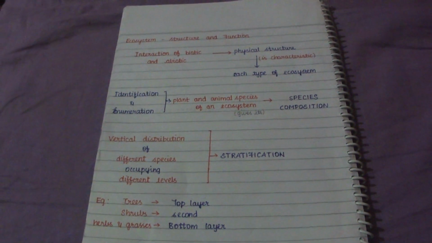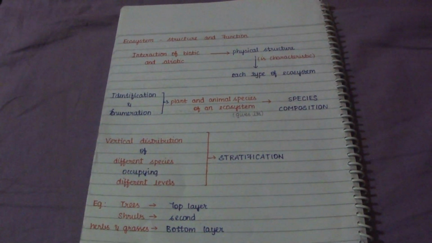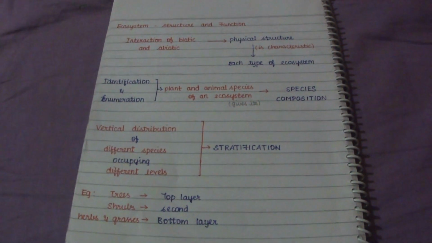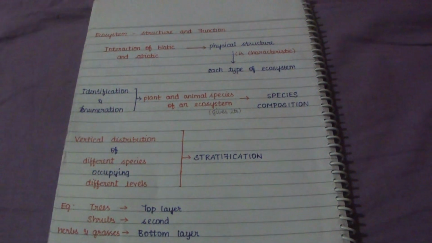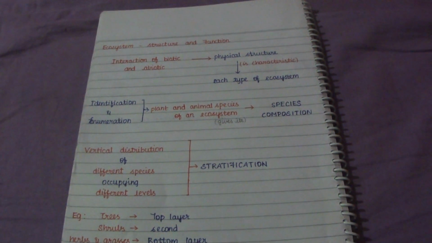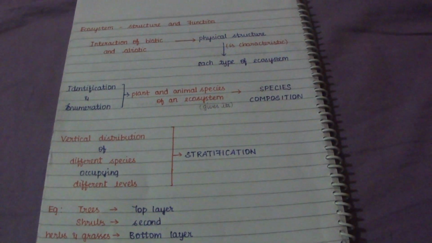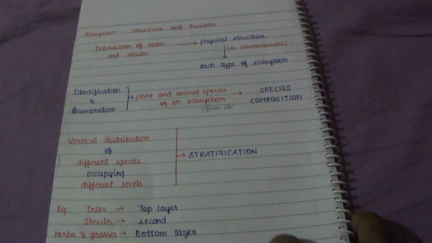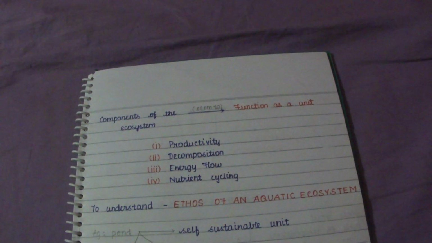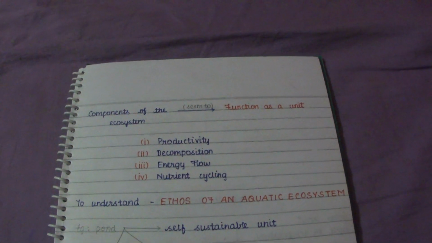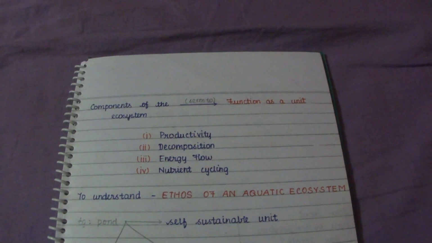If you take these four species, the snake will be at the top and the grass will take the bottom place. This vertical distribution of different species occupying different levels, we call stratification, and an example has already been explained. The components of an ecosystem function as a unit, when we consider the following aspects: productivity, decomposition, energy flow and nutrient cycling.